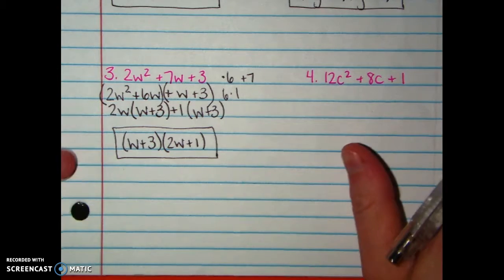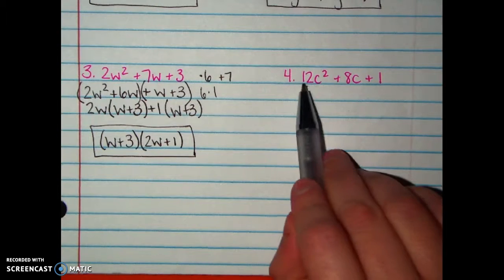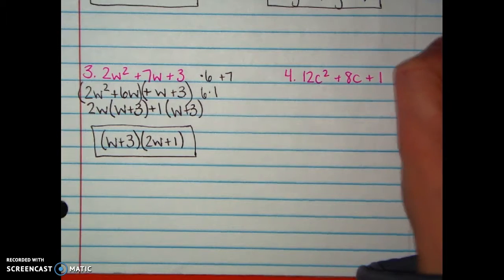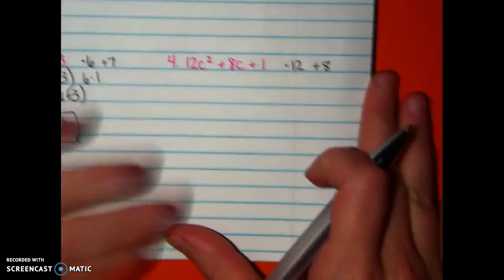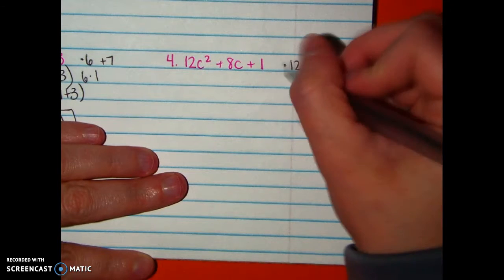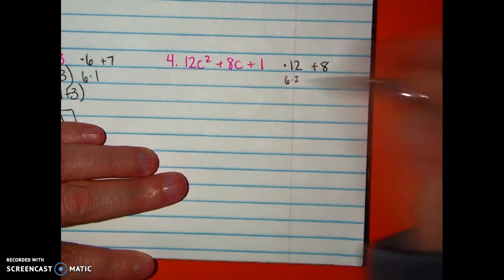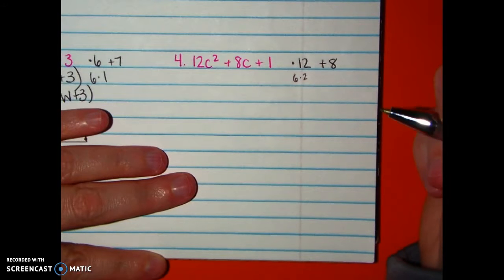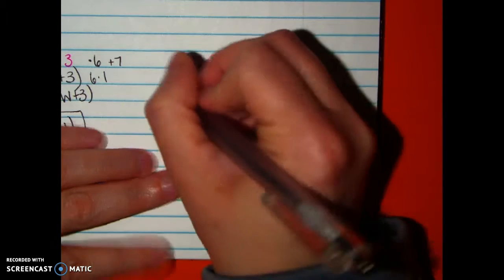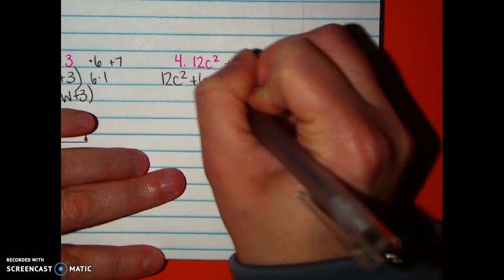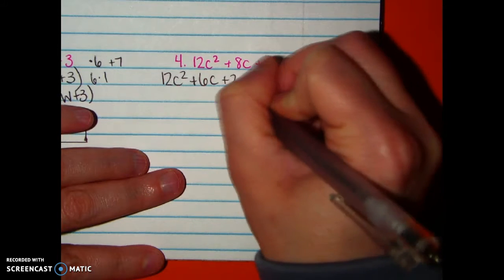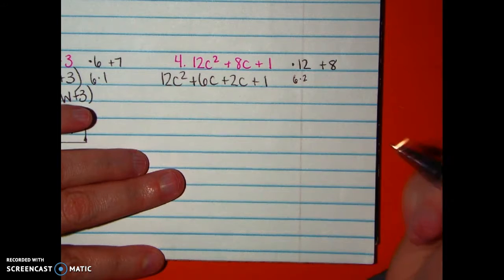And the last one, number 4, multiply a times c, so 12 times 1 is 12, and I need it to add to get 8. Our numbers are going to be 6 times 2, because 6 plus 2 is 8. So 12c squared plus 6c plus 2c plus 1.